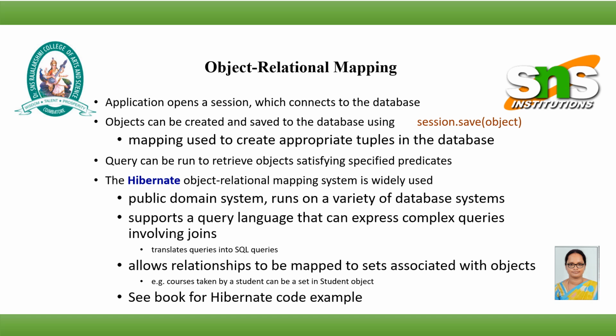If an application opens a session with a connection to the database, objects can be created and saved in the database using session.saveObject. The mapping is used to create appropriate tuples in the database. A query can be run and retrieves the information we have asked for. The Hibernate object relation mapping system is widely used. It is a public domain system, runs on a variety of database systems, and supports any kind of query language. It allows relationships to be mapped to sets associated with objects.